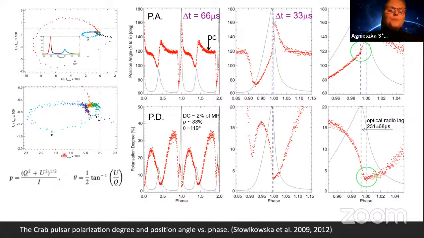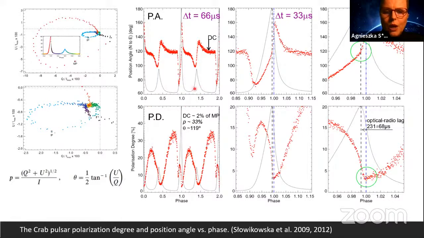And once we have this QU calculated, then we can calculate the polarization degree, which is the square root of Q squared plus U squared, and then the position angle, which is half of arctangent of U over Q. What then? Then we can check how the position angle behaves as a function of the rotation phase of the neutron star, and also how the polarization degree behaves. And it's presented on these panels.